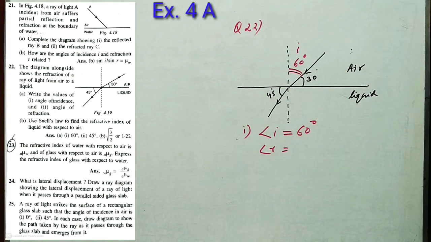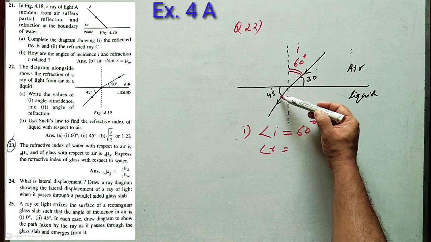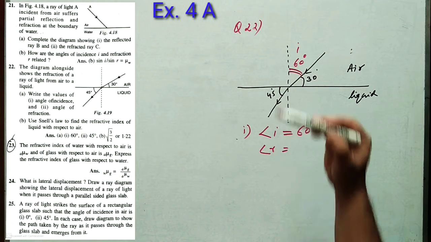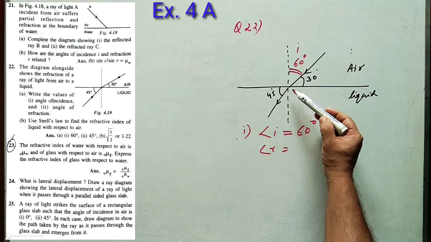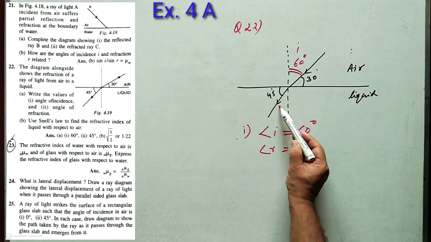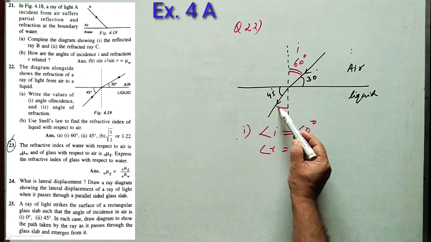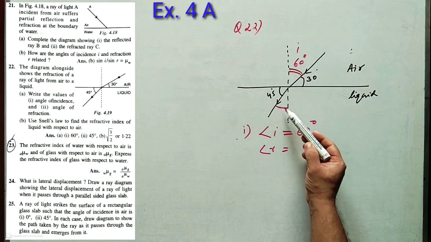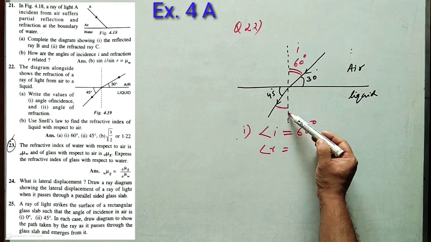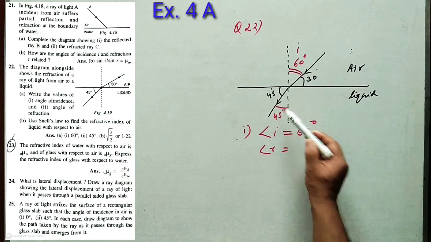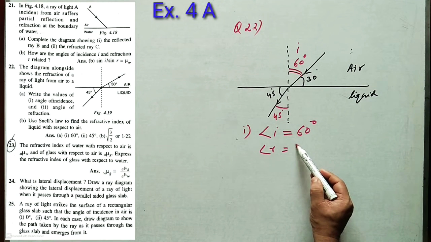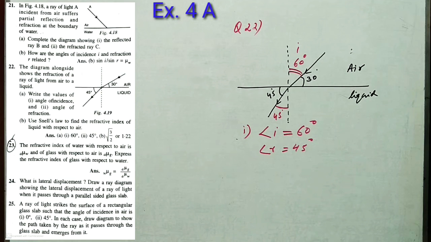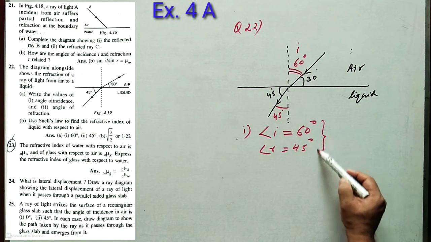Look at the diagram carefully. Is this the angle of refraction? No, this is not the angle of refraction. The angle of refraction is the angle between the normal and the refracted ray. So this is the angle of refraction. How much is its value? 90 minus 45, that is 45 degrees. So the angle of refraction comes out to be 45 degrees. So the first part is over.